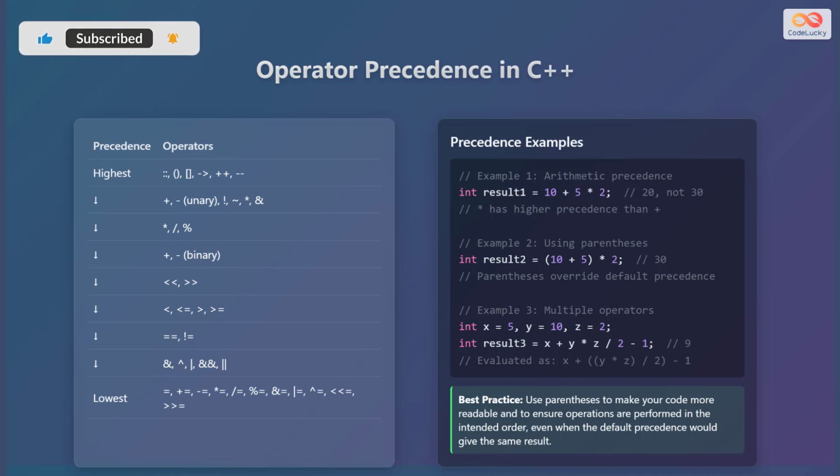Here's a best practice tip. Use parentheses to make your code more readable, and to ensure operations are performed in the intended order, even when the default precedence would give the same result.